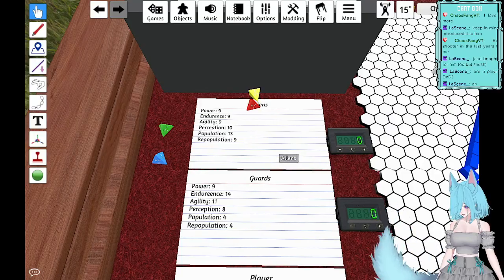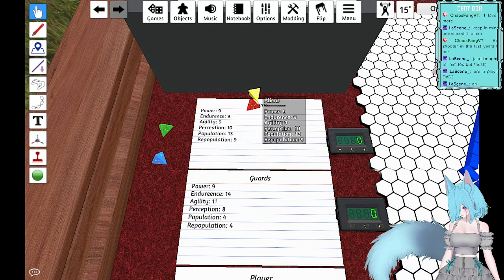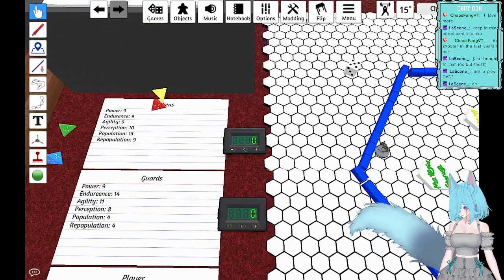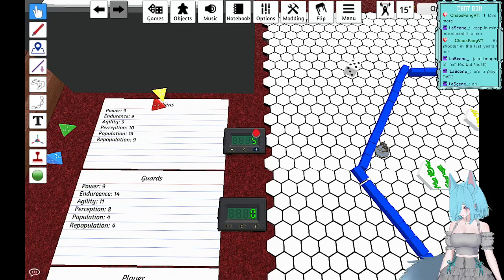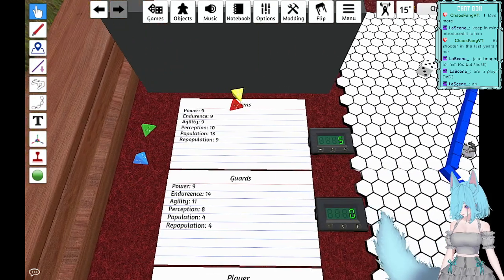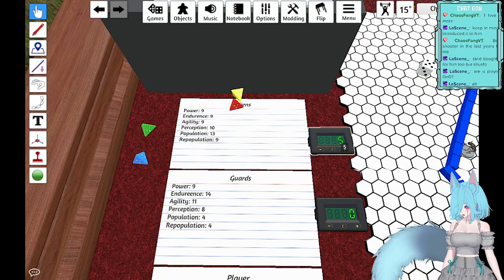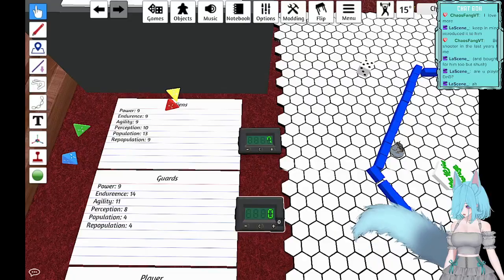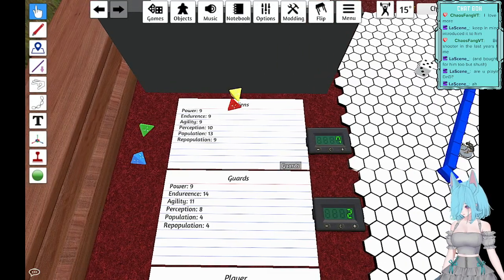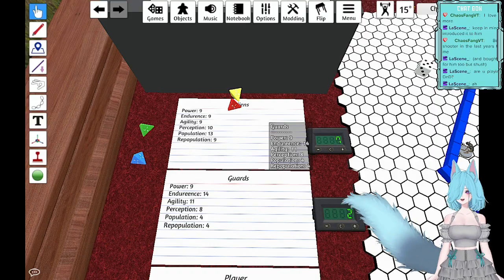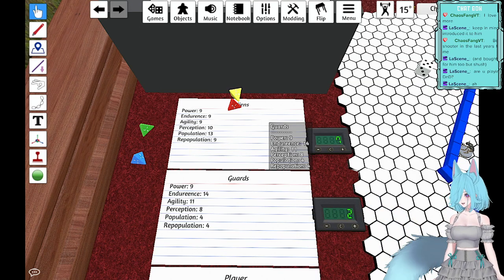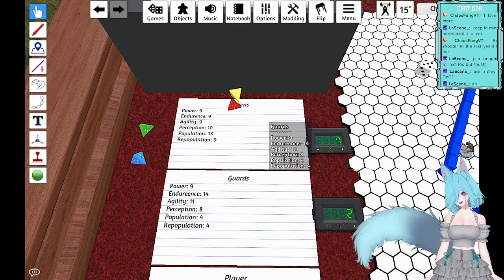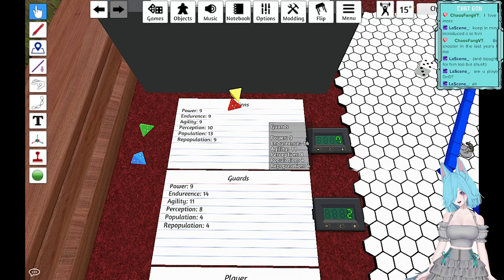Alright, it's time to battle! Power versus endurance. Aliens lose 5. Endurance versus power, nothing happens. Agility, aliens lose 2. Perception, guards lose 2. God damn! We didn't even kill enough to beat the repopulation of them.